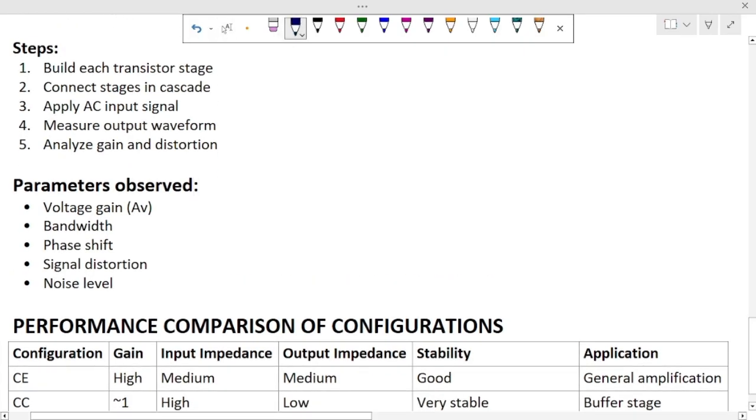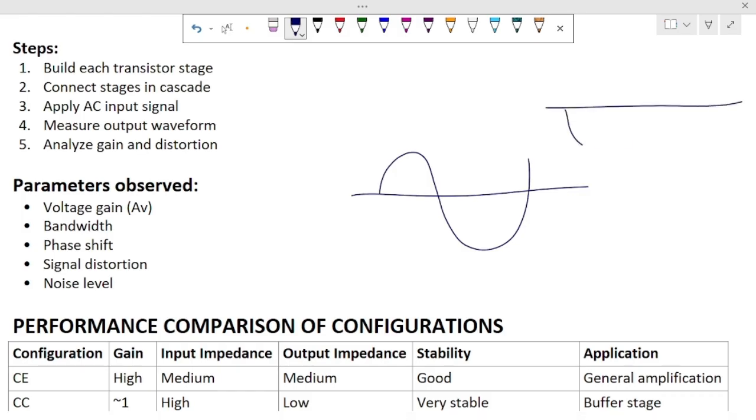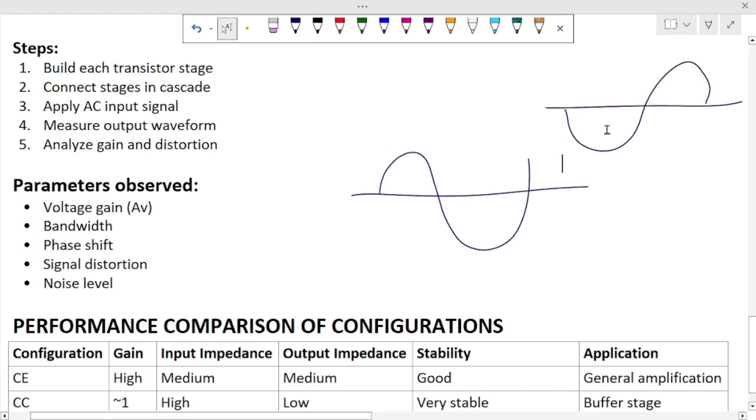Phase shift in the sense that if you have a signal like this, the output will now be like this. So this one is inverted 180 degrees. You see that it's just the opposite. This one goes down, this one comes up. Look at it, it's just the opposite. So we'll consider phase shift.